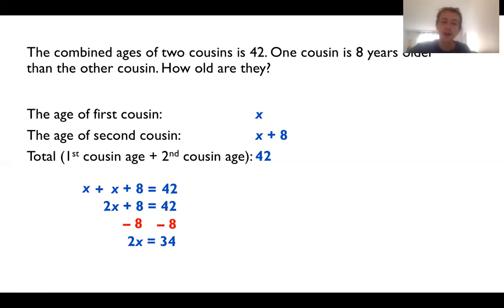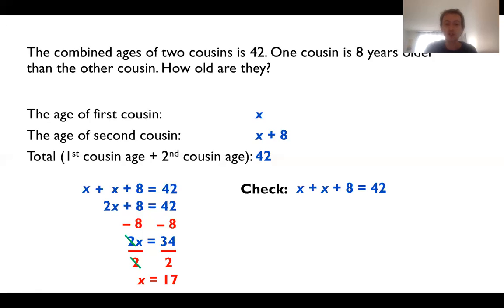Almost done. I've got to divide both sides now by 2 to get that x by itself. So 2x divided by 2 gives me just x, which is what I want. But I've got to divide this side by 2. 34 divided by 2 means x is 17.